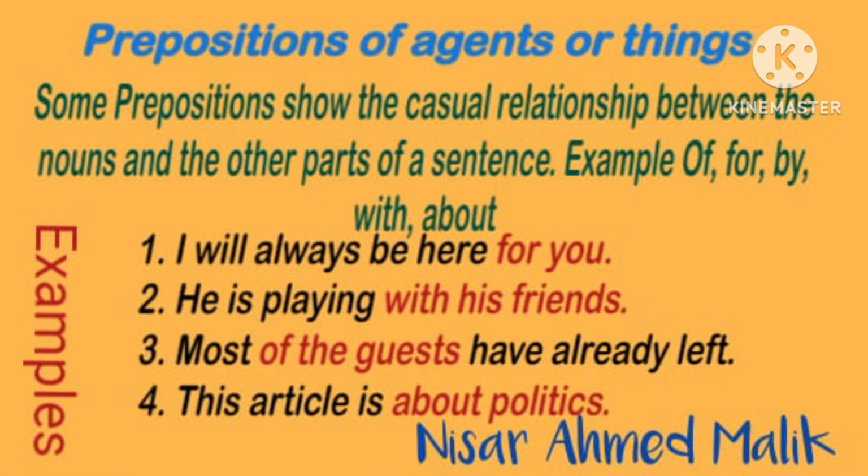Preposition of agents and things. Some prepositions show the causal relationship between the nouns and the other parts of a sentence. Examples: of, for, by, with, about. 1. I will always be here for you.